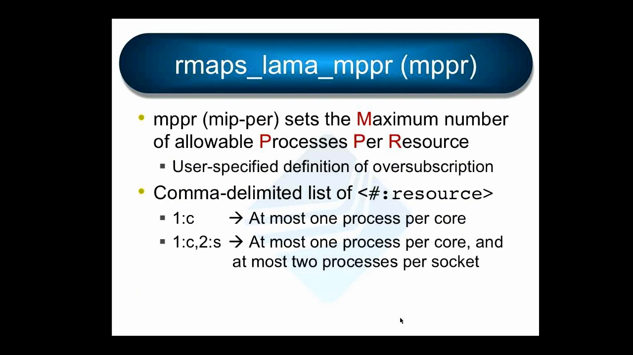Okay, and then MIPR. MIPR is, like I said, the definition of oversubscription. So maximum number of allowable processes per resource. Basically, I am specifying how many processes are allowed to be in this sandbox at most. And if I exceed that number, you are oversubscribed. Okay, let me just give you an example of this. 1:C means at most 1 process per core. And for most of HPC, that is a perfectly fine definition. But here's another one. At most 1 process per core and at most 2 processes per socket. You might want to do that for memory constraints, for example. Like I have more processors than I need, but I want to spread you across the NUMA locality. Let me show you what that looks like.